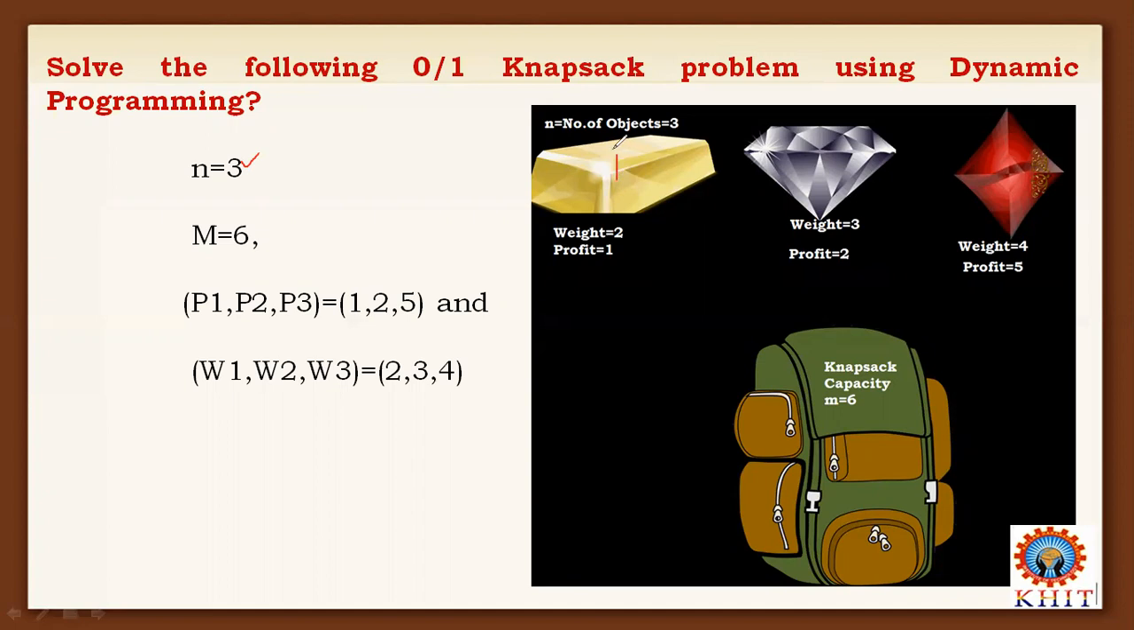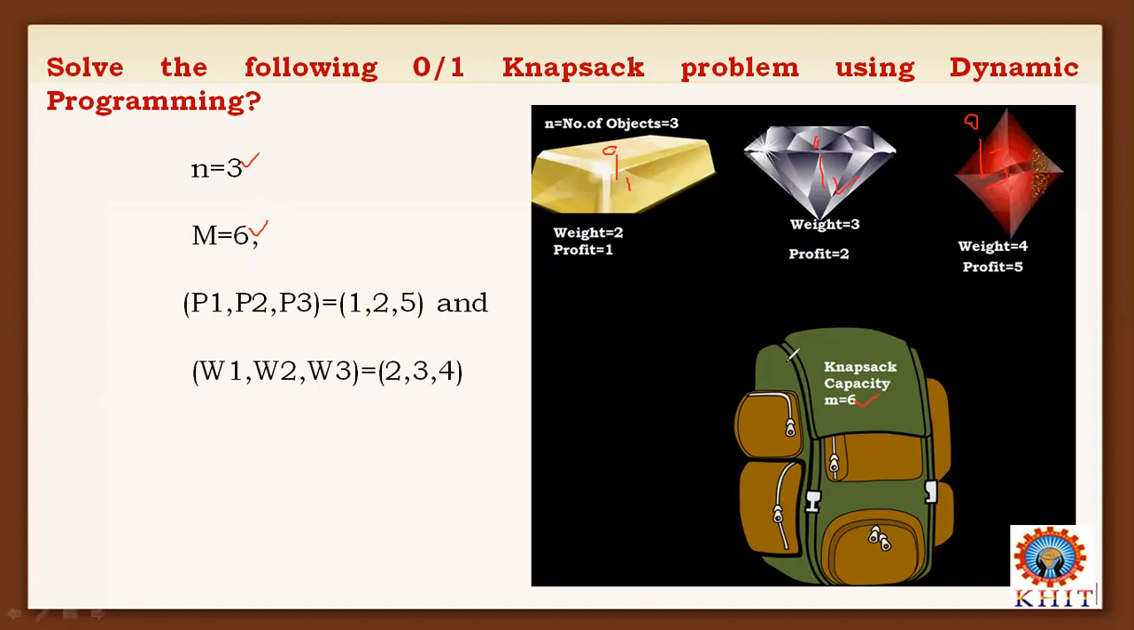Item 1, I1. This is item 2, I2. This is item 3, I3. So there are three items I1, I2, I3, where the first item is a gold item, the second item is a diamond item, the third item is a purple item. And here M is the knapsack capacity. The capacity of the knapsack is 6 kg. So you can fill the bag with a maximum weight of 6 only.